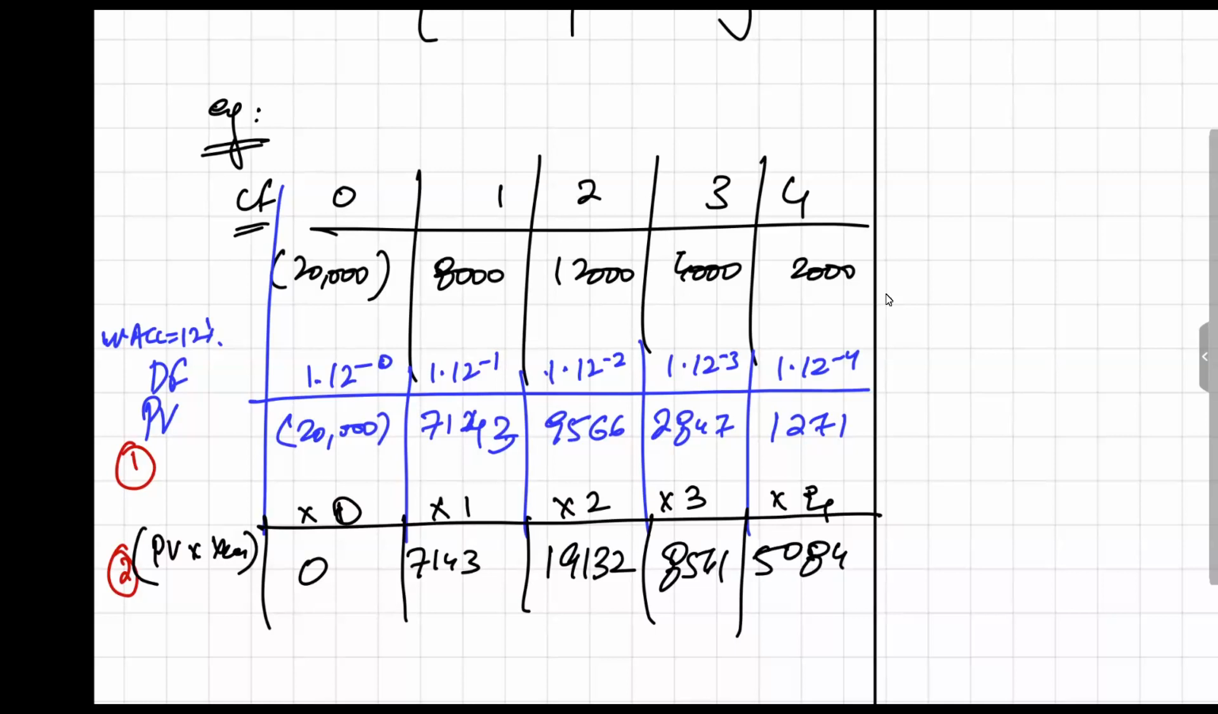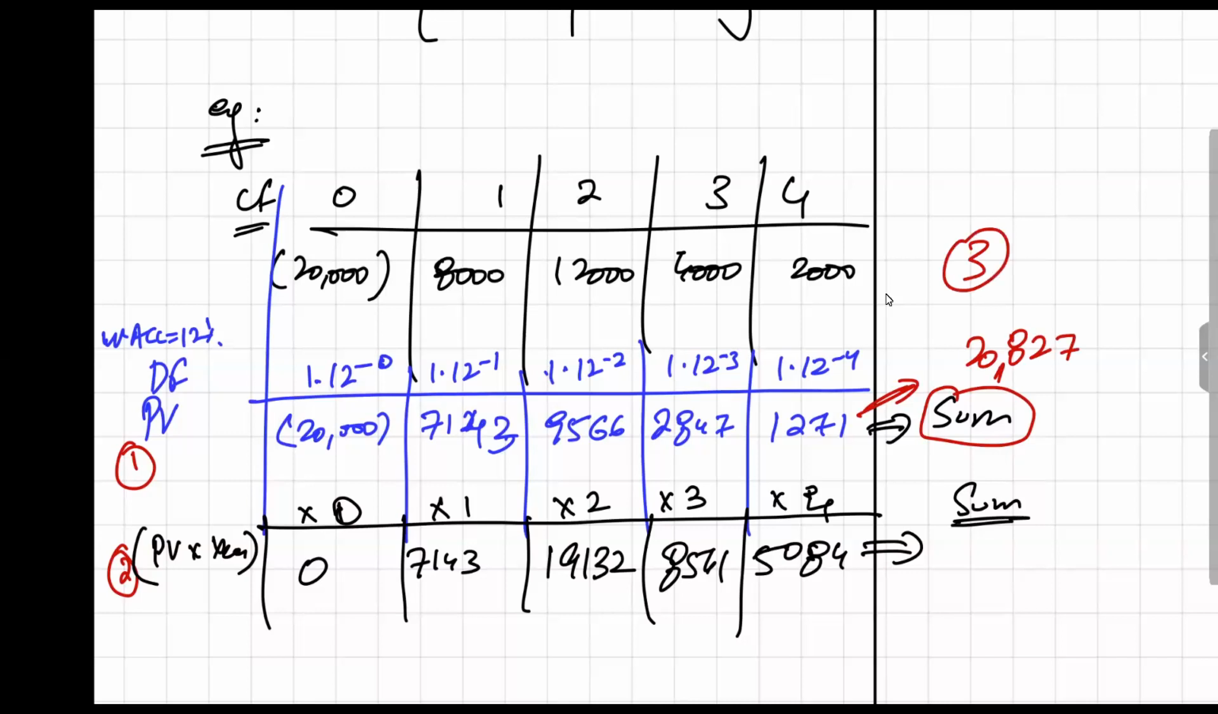Now what do you need to do? You need to sum up all of this. Once you sum up all of this, I'll just explain to you what we will do next. You need to establish the sum of all of this also. So the sum is 7143 plus 9566 plus 2847 plus 1271, which gives you 20,827.